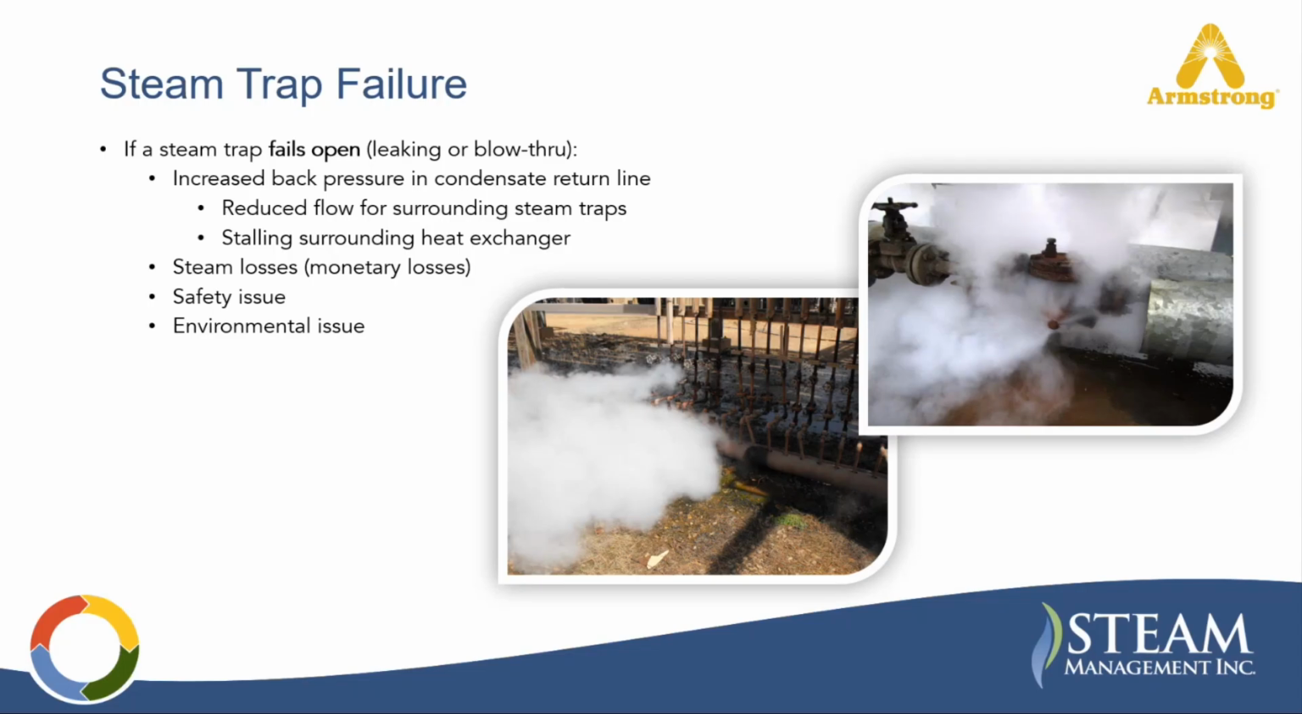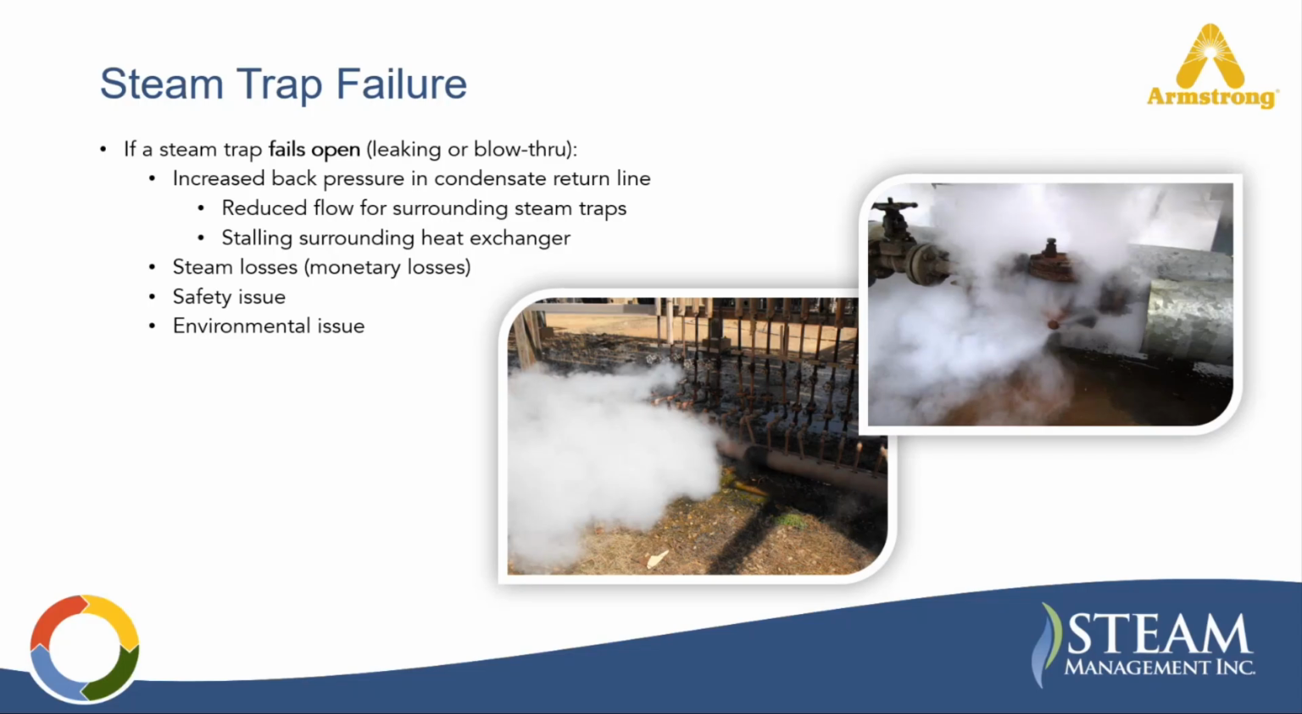As more steam enters the condensate return line, back pressure begins to increase. This increase in back pressure makes it harder for not just the current trap, but the neighboring traps to discharge condensate effectively, which can create secondary problems throughout the system. Heat exchangers can begin to stall. Surrounding traps may struggle to operate correctly, and overall system efficiency begins to decline.